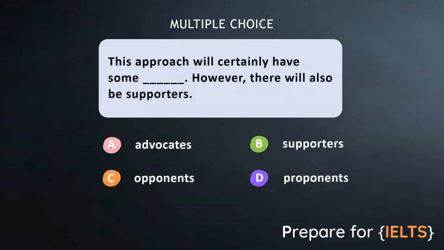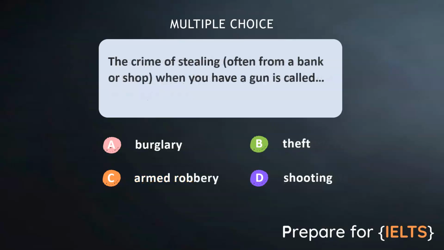Next question. This approach will certainly have something. However, there will also be supporters, so we need a word meaning the opposite of supporters. And the only word in there is opponents. Advocates support something, supporters obviously support something, proponents do too, so the only word in the options meaning people who are against something is opponents. Next question. The crime of stealing, often from a bank or shop, when you have a gun, is called, hopefully an easy one, armed robbery.